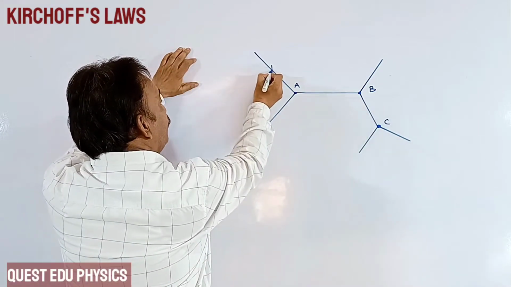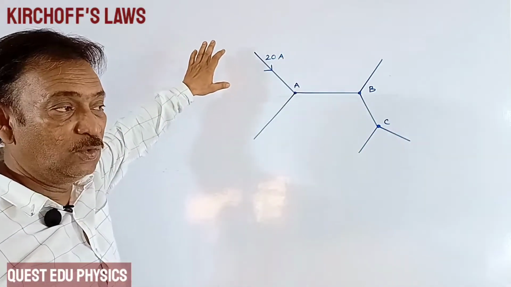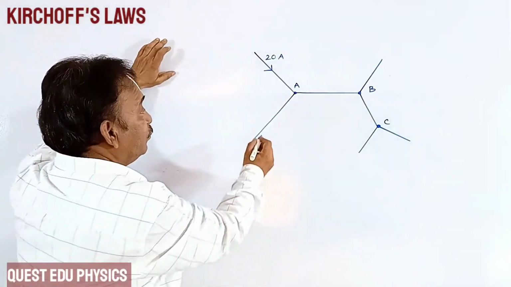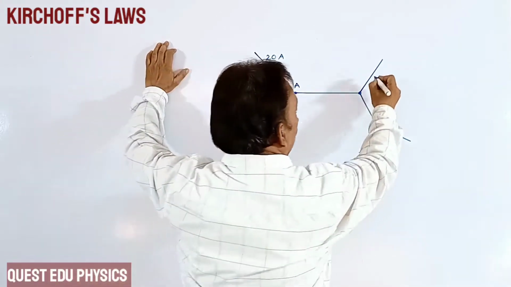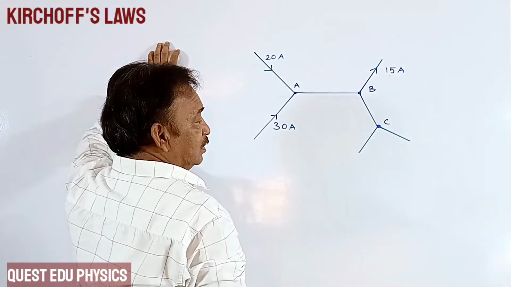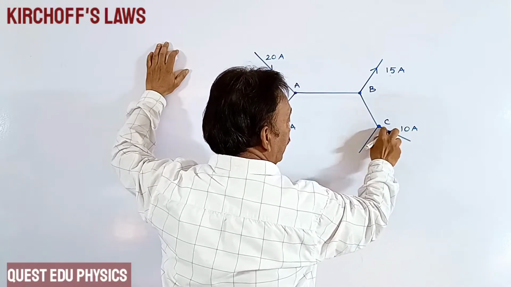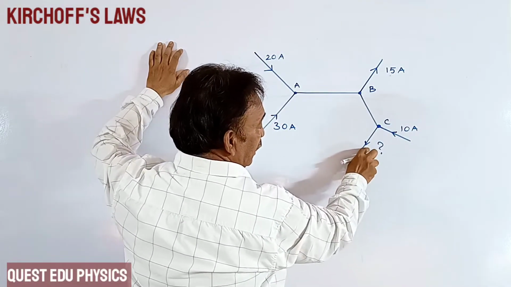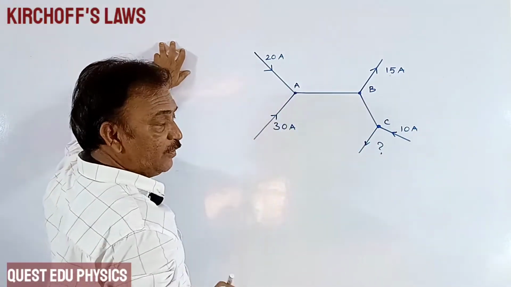Let's say a current of 20 ampere. Current is measured in amperes, you know that, students. Okay, 20 ampere of current is entering into the junction. And from here, 30 ampere of current. Okay, from here, 15 ampere of current is leaving. Okay, students. And here, 10 ampere of current is entering into the junction. And he's asking, what is the amount of current leaving this? Solution is very simple.